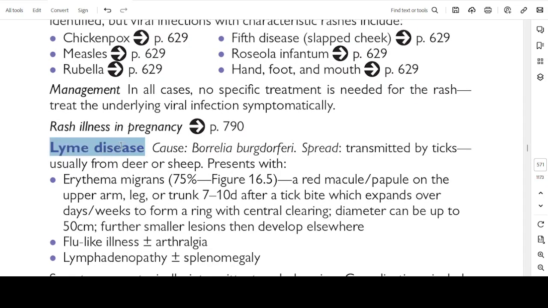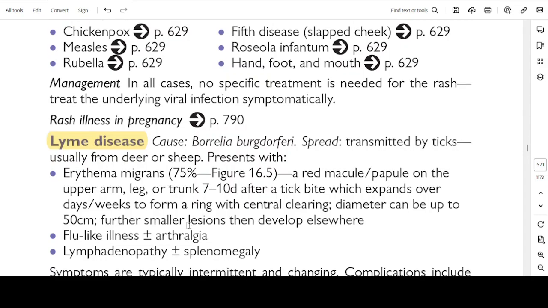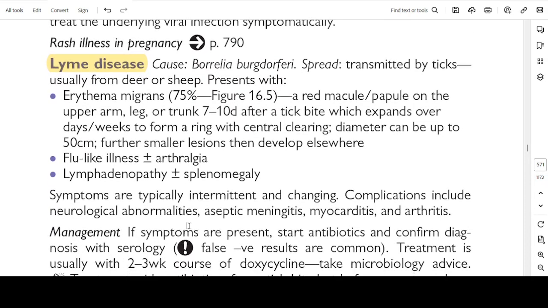Lyme disease. Lyme disease is caused by Borrelia burgdorferi. It is transmitted by ticks, usually from deer or sheep. It presents with erythema migrans, also called erythema chronicum migrans, in 75% of cases.